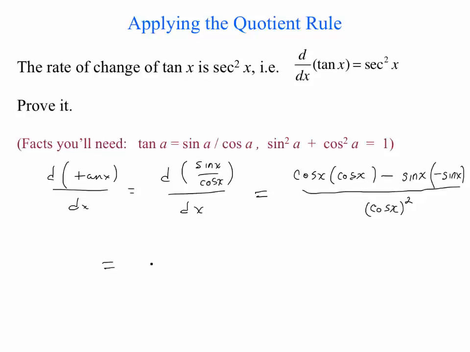What do you get in the numerator? This right here, cosine squared, plus sine squared. The numerator is 1 over cosine squared x, and 1 over cosine is secant. By definition, secant is 1 over cosine, so 1 over cosine squared. Got it. The rate of change of tangent is secant squared. Questions on applying the quotient rule?